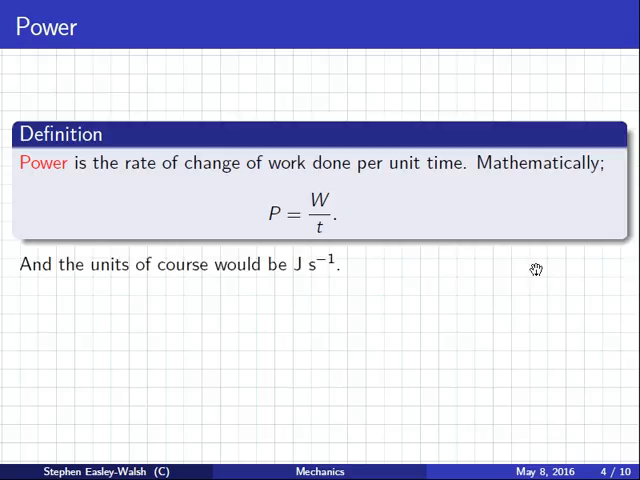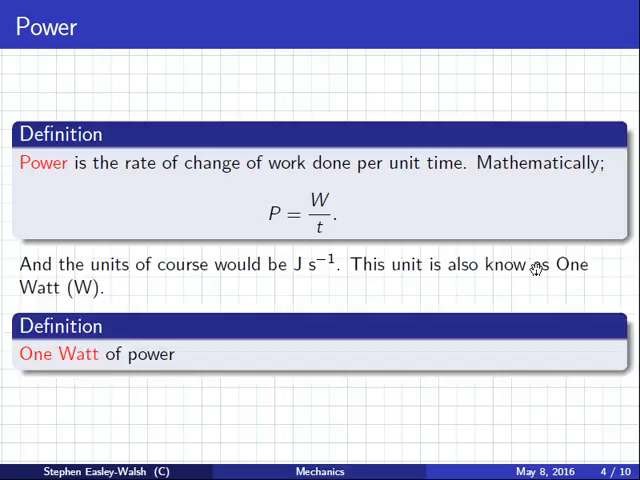So the units are, of course, joules per second. However, we have a special name for joules per second. It's also called a watt. A W, a watt. So 1 watt of power is 1 joule of work done in 1 second. That's the definition of a watt. It's 1 joule of work done in 1 second.